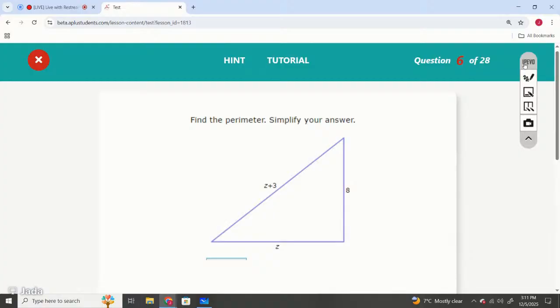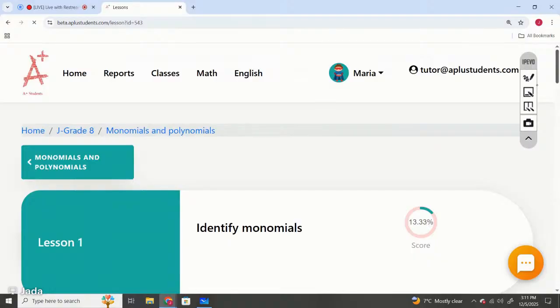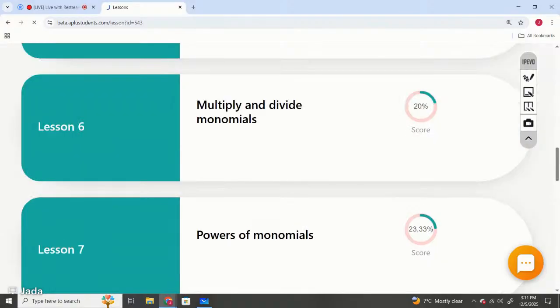Okay, you can complete the lesson by yourself later today. Let me just move on to the next lesson. The next lesson is multiply and divide.